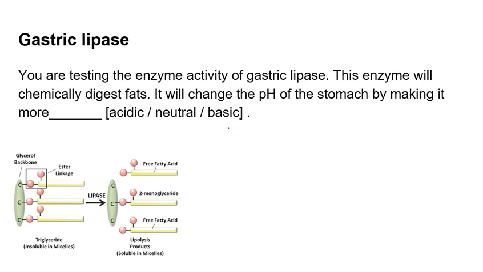Okay, speaking about the lipase, let me introduce you to the gastric lipase, which is the enzyme found in our stomach. And then here it is asking, you are testing the enzyme activity of gastric lipase. This enzyme will chemically digest the fat and it will change the pH of the stomach by making it more acidic, neutral, or basic. What do we expect when we break down the lipid or triglyceride by using the lipase to the fatty acid and monoglyceride?